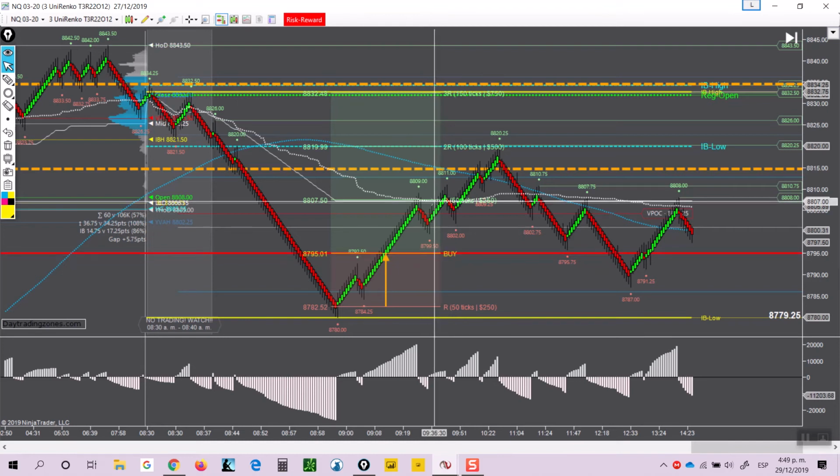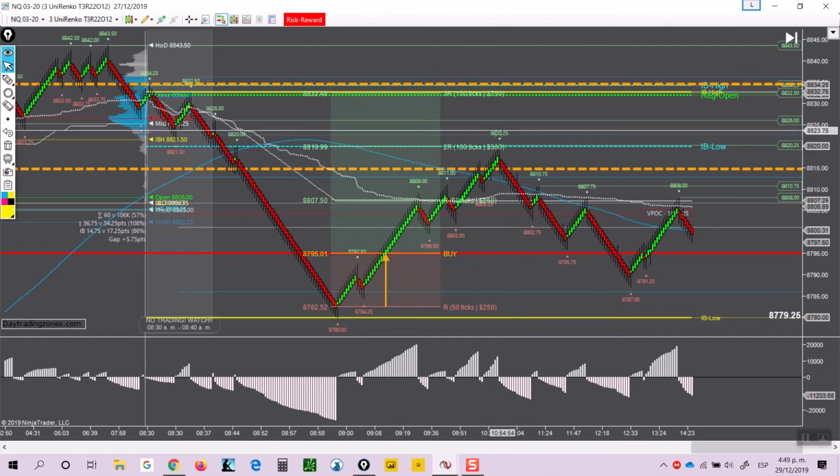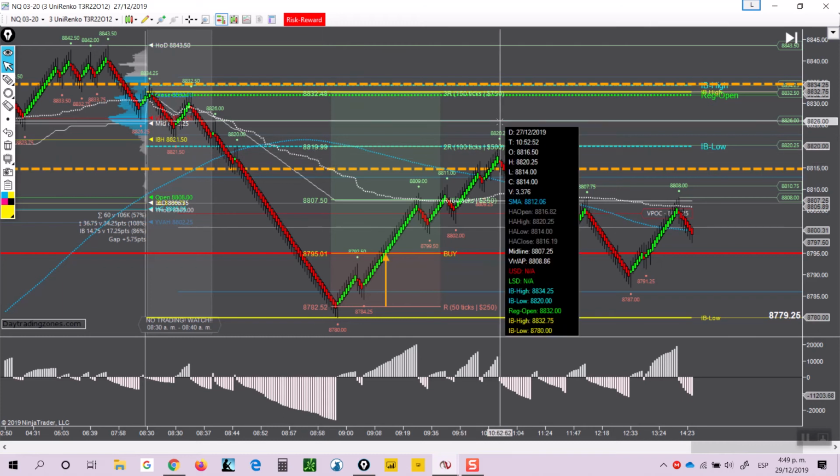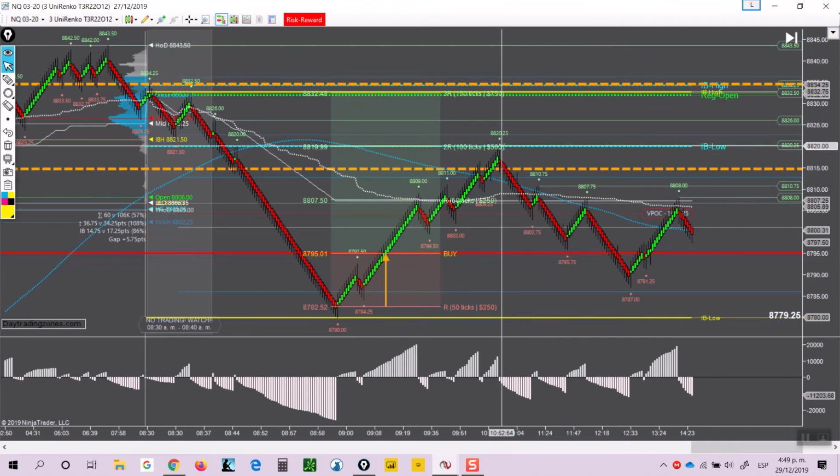As soon as you hit your second target, which is 2 times your risk, that's going to be $500. That's 88.19, or let's say 88.20. Let's see what the high there was. The high was 88.2025, so price went to that level. As soon as you hit that 2 times your risk, you want to move your stop loss to your first one, to 1-to-1.